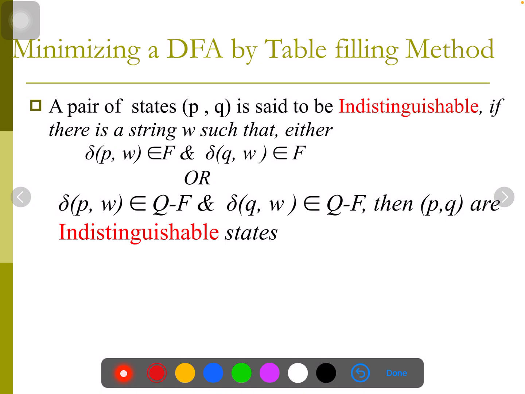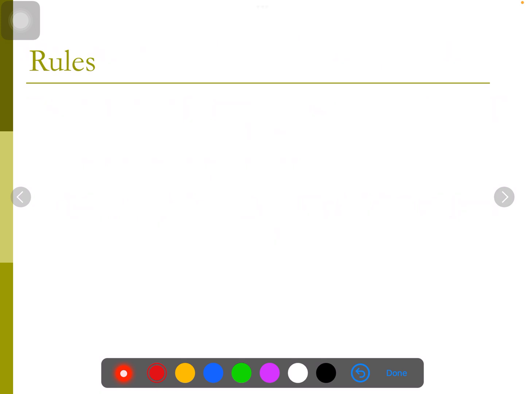Now students, you understand distinguishable and indistinguishable states. When one of the states belongs to the final states and the other belongs to a non-final state, you can say they are distinguishable states. If both the states belong to the same group, then they are indistinguishable states. Once you understand these two terminologies, it is easy to solve the problem using the table filling method. Before moving to the problem, let us see two rules. Two rules are very important.